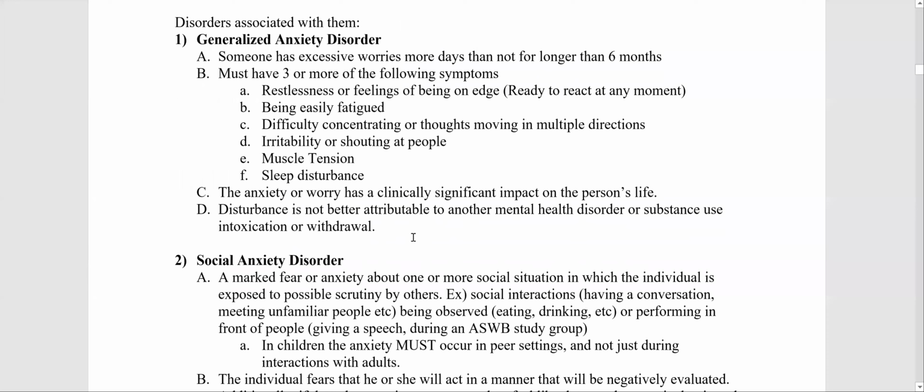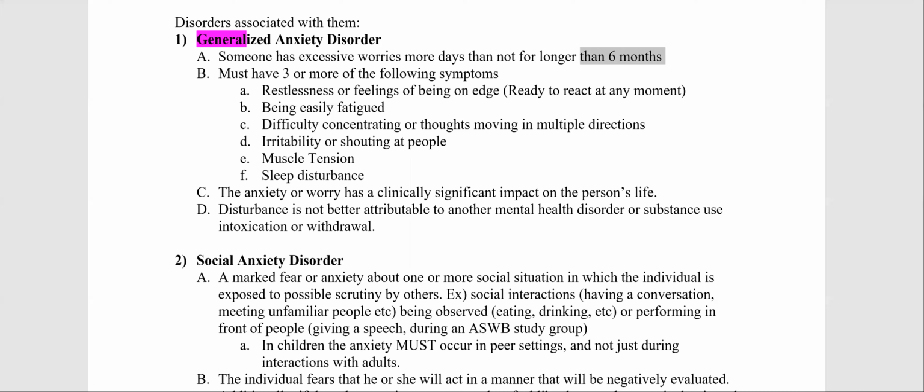So the first one is generalized anxiety disorder. And the easy way to remember this is they're anxious in general. So they tend to be generally anxious. There's no specific triggers or no specific things that they're looking at in the situation. So someone has excessive worries more days than not for longer than 6 months.